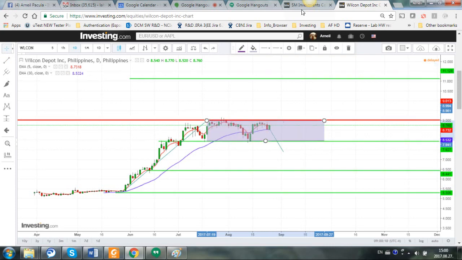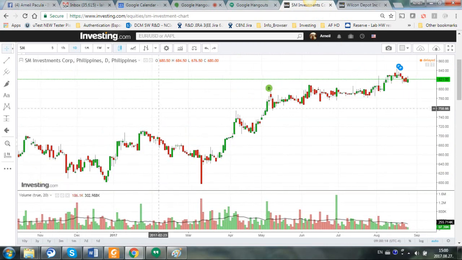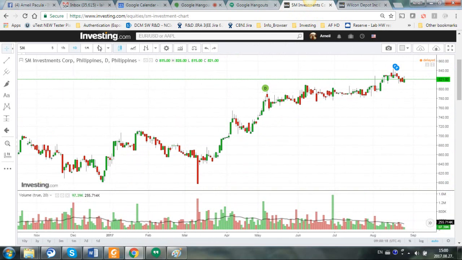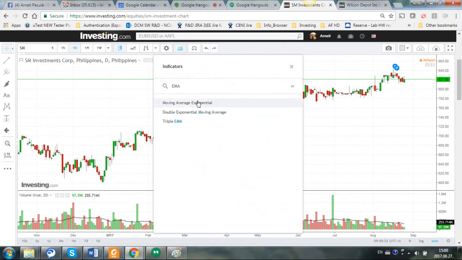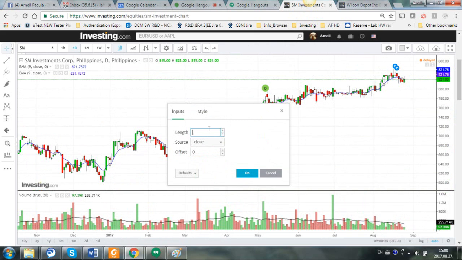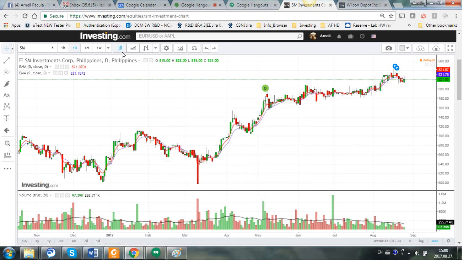Alright, so let's find another example. Let's consider SM as one example. Okay. So, lagay ko yung EMA. Dalawa. Then, yung una is 5. Then, red. Always be consistent with your color para hindi ka ma-confuse.